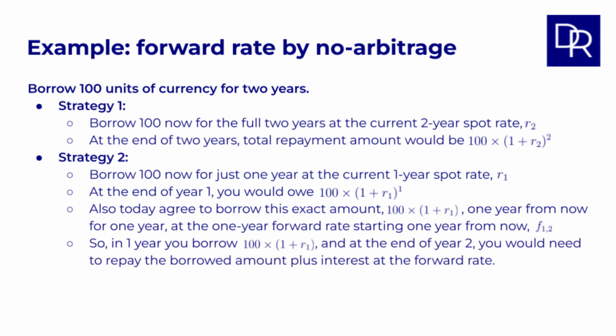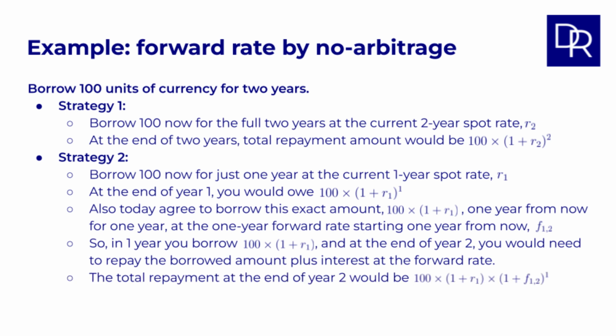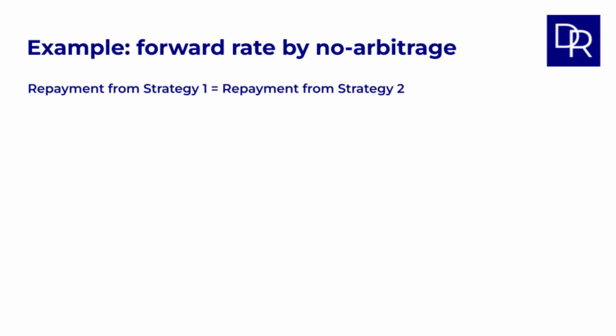So in 1 year, you borrow 100 times (1 plus R1), and at the end of year 2, you would need to repay the borrowed amount plus interest at the forward rate. The total repayment at the end of year 2 for this strategy would be 100 times (1 plus R1) times (1 plus F1,2) to the power of 1. Now the principle of no arbitrage states that the total repayment amount at the end of 2 years must be the same under both strategies.